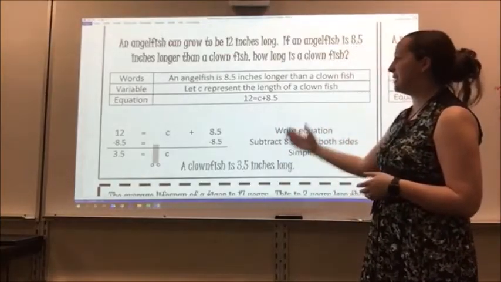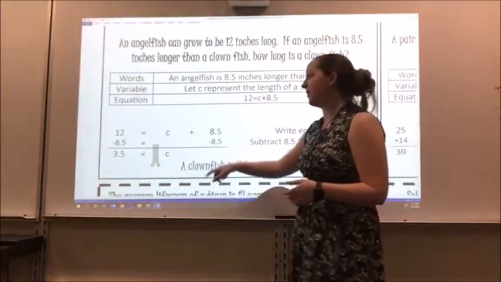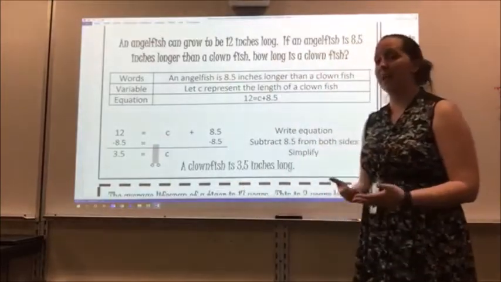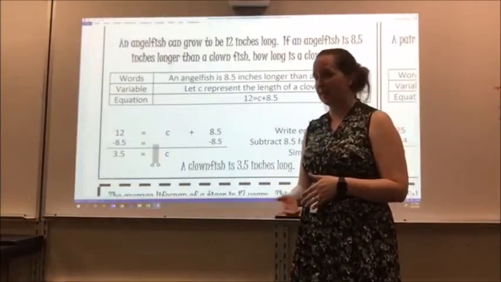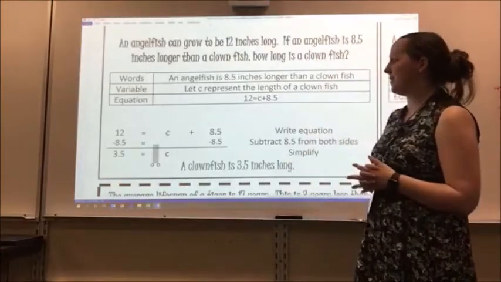In order to get C by itself, I have addition, so I need to subtract. So I subtract 8.5. 12 minus 8.5 is 3.5. Again, you can substitute that value back in for C and see what you get. You should get 12. So a clownfish is 3.5 inches long.